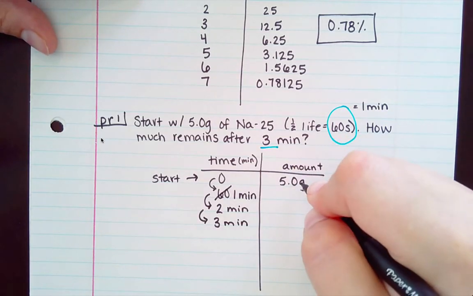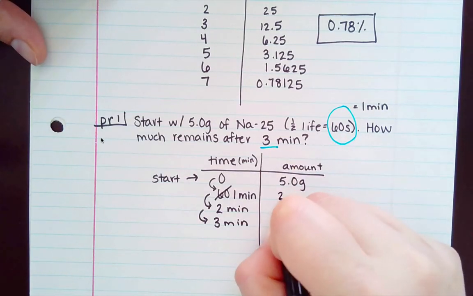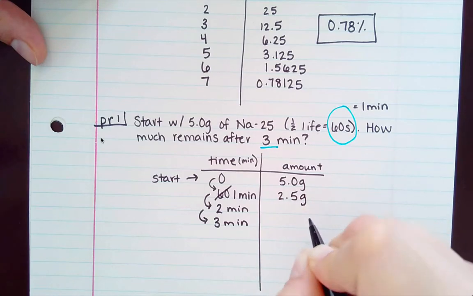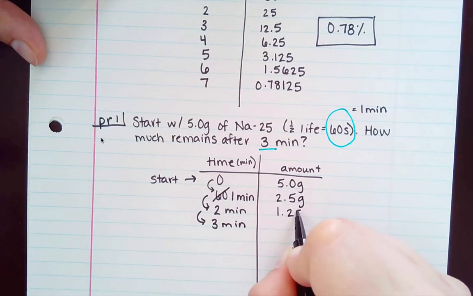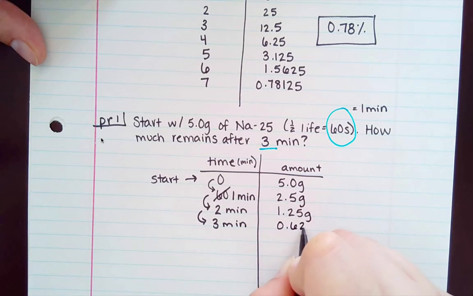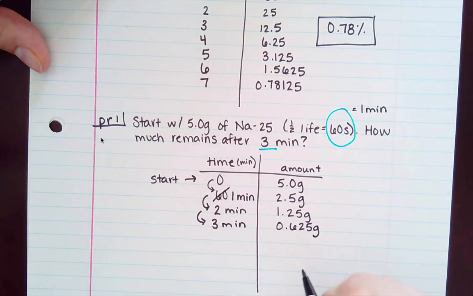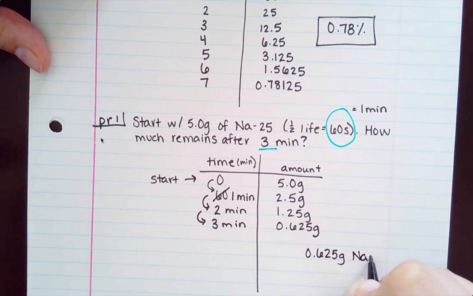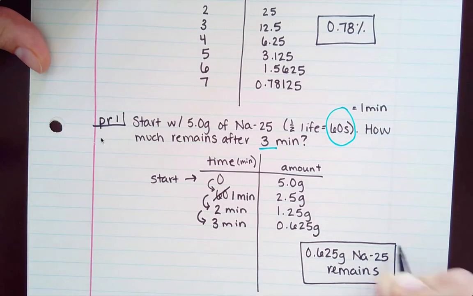So now, if 1 half-life went by, half of this is 2.5. Half of this is 1.25. And half of that is 0.625. So how much remains after 3 minutes? 0.625 grams of sodium 25 remains. All right, we've got one more practice problem.